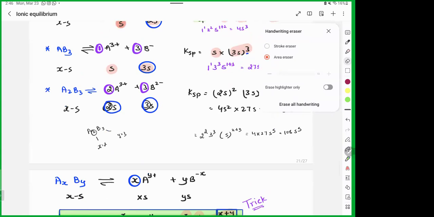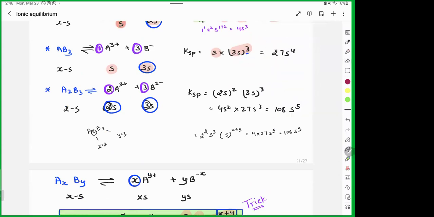Same, Mridul. If you look at this, A value is equal to 1, so X, Y value 1 raised to power 1. B value 3, so Y value 3 raised to power 3. Solubility will be addition of these two: 1 plus 3, so 3 cube, 27 S^4.